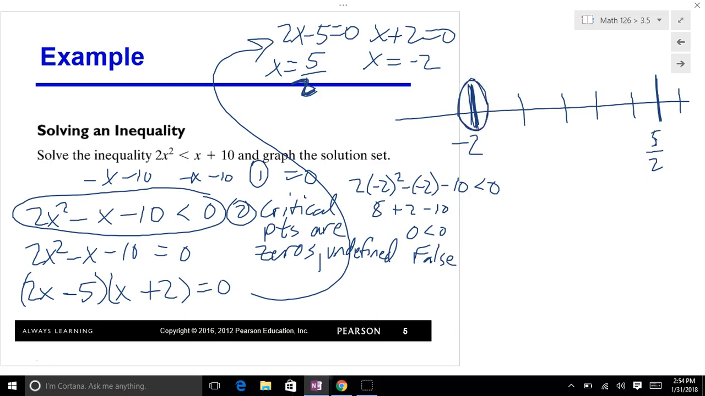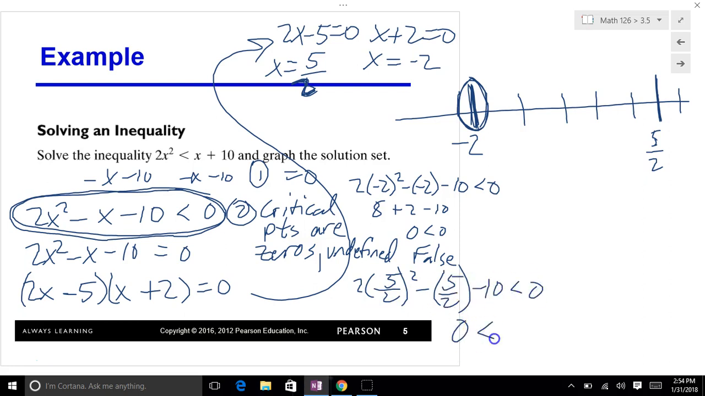And remember, if we were to graph this, visually we're looking at the graph and we're like, this function 2x squared minus x minus 10 has got to be less than 0, it's got to be below the x-axis. Negative 2 is where it hits on the x-axis, so it's not going to be included. Same thing on the 5 halves, if you plug 5 halves in, this is going to be 0, and is 0 less than 0? No, it's not, okay? And again, that's because right here your inequality is strictly less than.